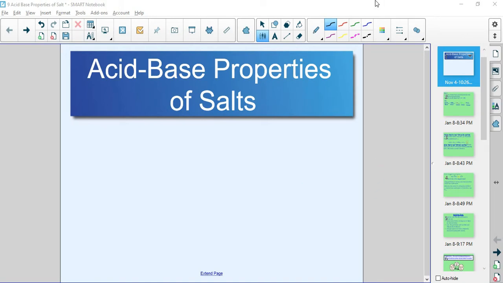Welcome, chemistry students. In today's lesson, we're going to look at acid and base properties, or acidic and basic properties of salts. This is going to conclude our discussion on acid and base equilibria. We have looked at equilibrium, weak acids and bases, acidic and basic equilibria, and Ka and Kb values.